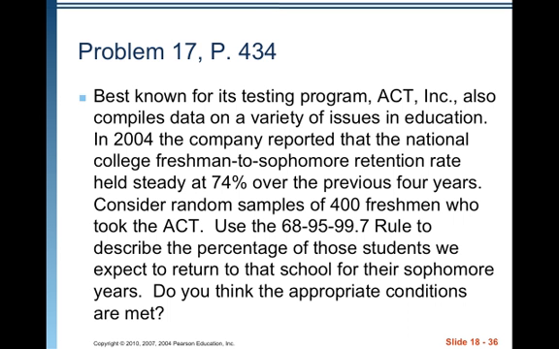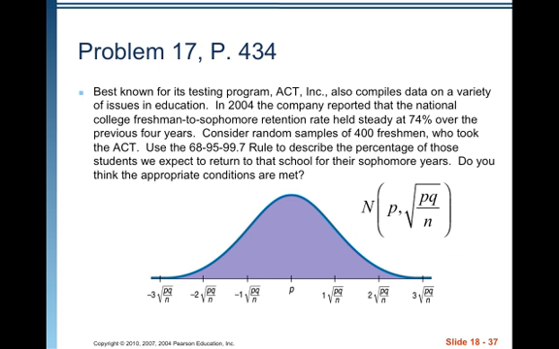Use the 68, 95, 99.7 rule to describe the percentage of those students we expect to return to that school, whichever school they go to, for their sophomore years. Do you think the appropriate conditions are met? That's going to be the last. So we've got two things to do. First thing we're going to do is the 68, 95, 99.7 rule.